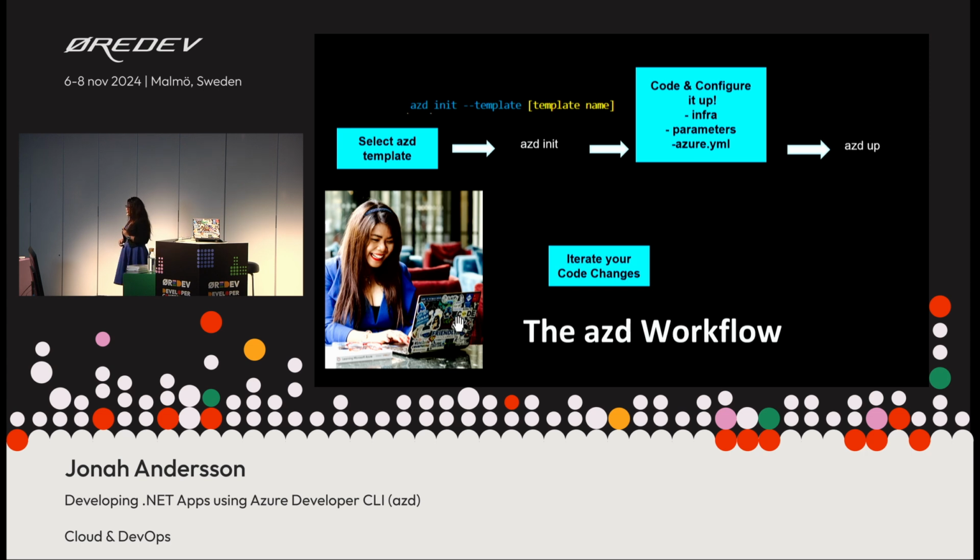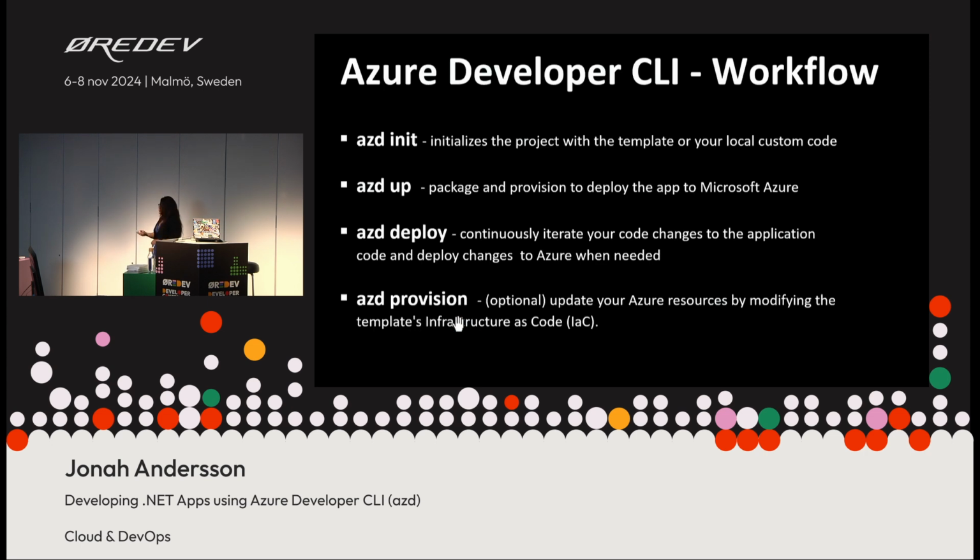So you iterate your code changes between your teams, whatever the changes, just like a normal flow when we do a PR and pushing the code. And then when you're done, you do the command ACD deploy. So this is like the top list of commands and what it does. Initialize, up, deploy. And if you need to update your infrastructure, which is optional and you don't need to do it often, you can use the command provision.